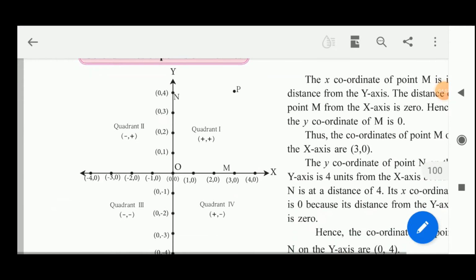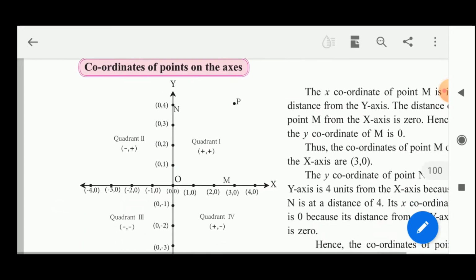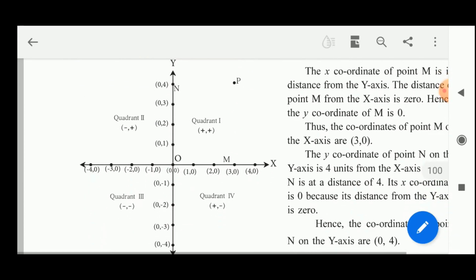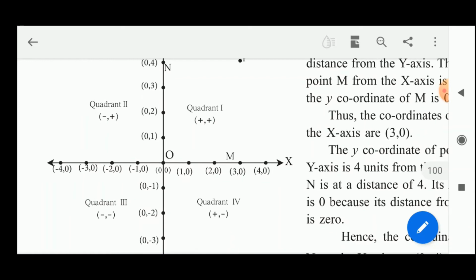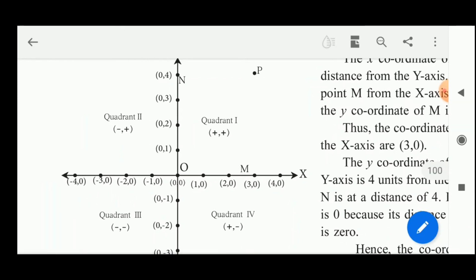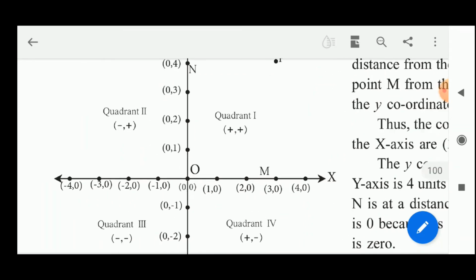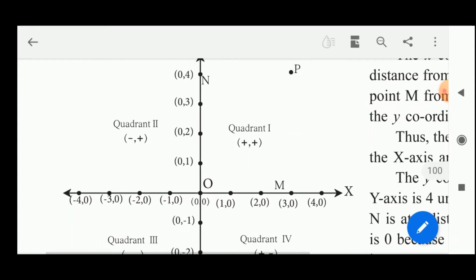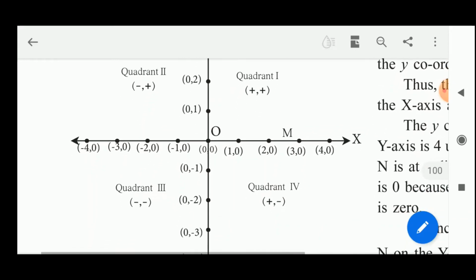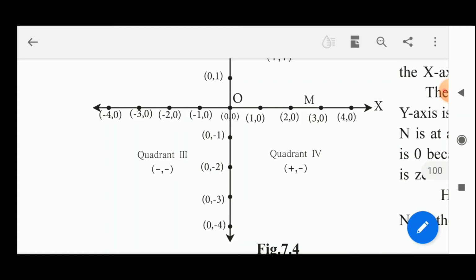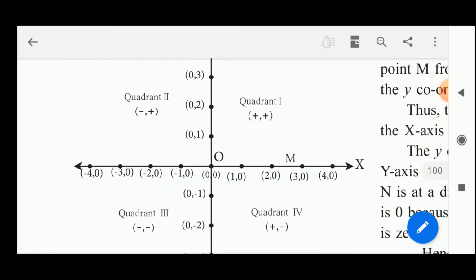Now look at this figure. All the points which are lying in the first quadrant will have x and y coordinates positive. All the points which are lying in the second quadrant will have the x coordinate negative and y coordinate positive. All the points which are lying in the third quadrant will have both the coordinates negative, and the points lying in the fourth quadrant will have x coordinate positive and y coordinate negative.